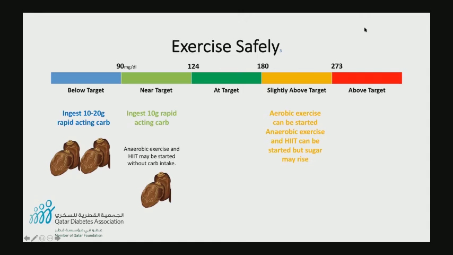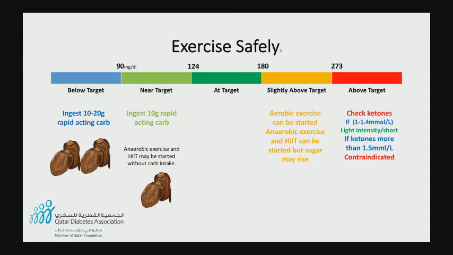Above 180, from 180 to 273, then you could start aerobic exercises, but bear in mind that your sugar will go up after or during the exercise. And for high intensity exercises, yes, your sugar may rise. If you check before the exercise and it's 273 or more, most probably the exercise will be delayed.